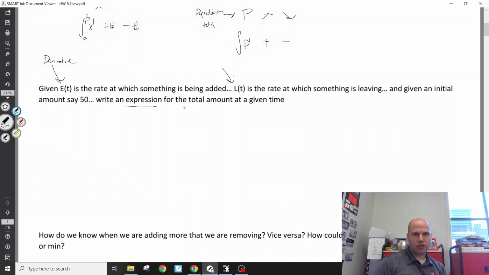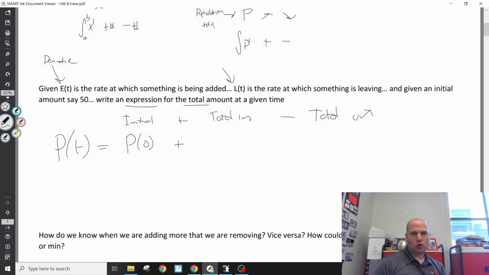Write an expression for the total amount at a given time. The total amount at a given time will equal my initial amount plus the total that has come in minus the total that has gone out. The initial amount, I'll say, is P of 0.